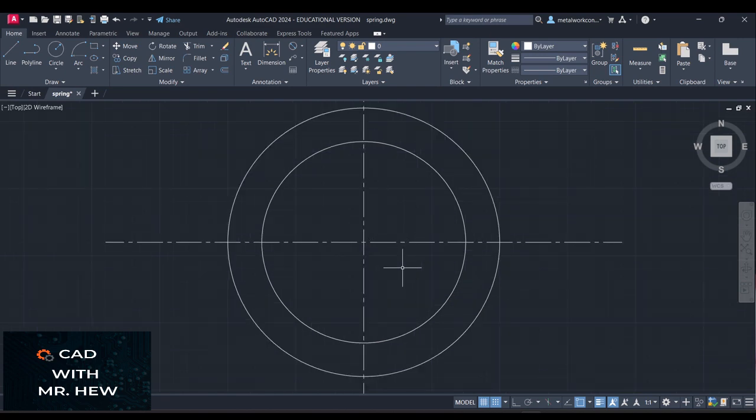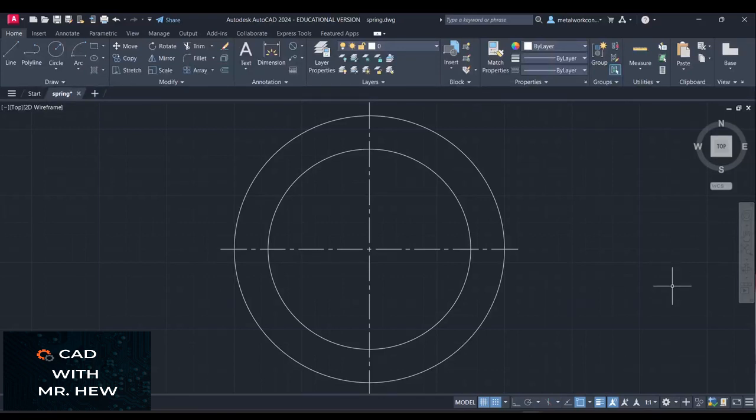All right, so here we have our two circles. As I said, the larger one represents the major axis, the smaller one represents the minor axis, and the centers are where the two center lines intersect.